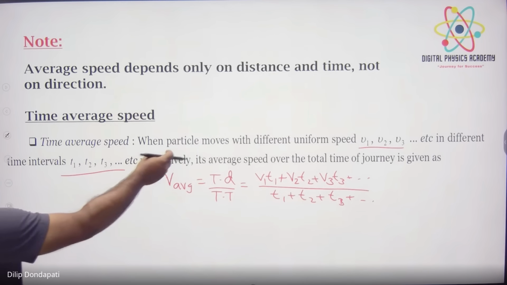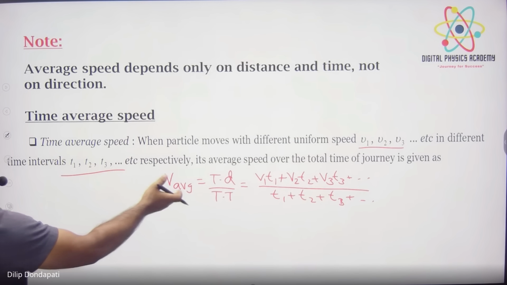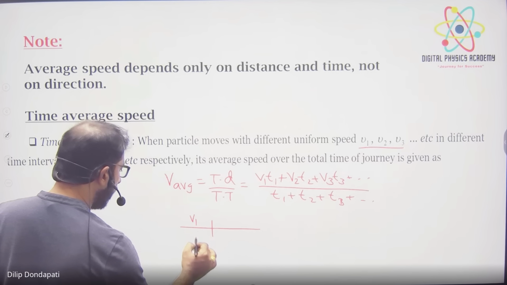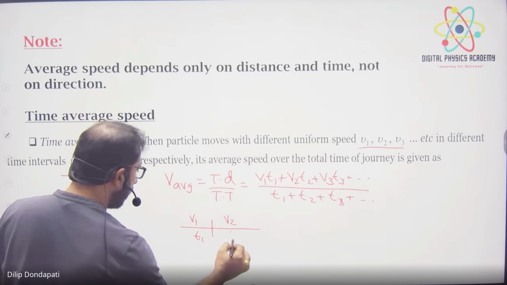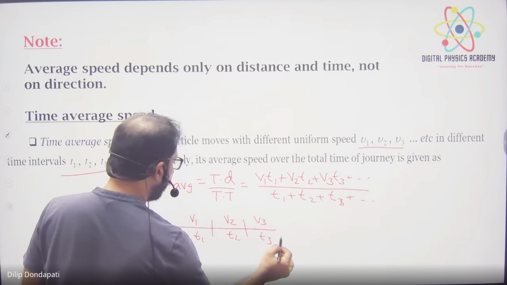In short, when a particle moves with speeds v1, v2, v3 in time intervals t1, t2, t3, then the average speed is this much. In the first journey speed v1 for time t1, in the second journey speed v2 for time t2, and so on.